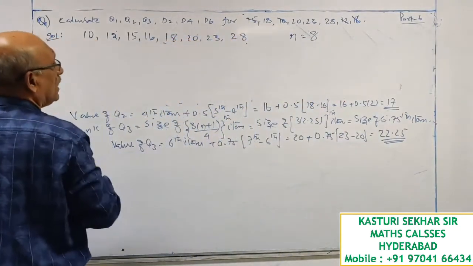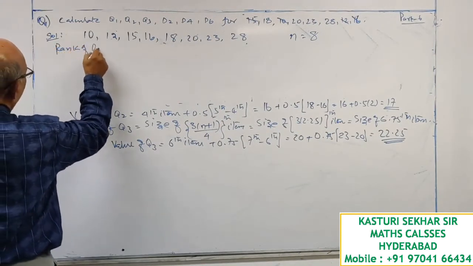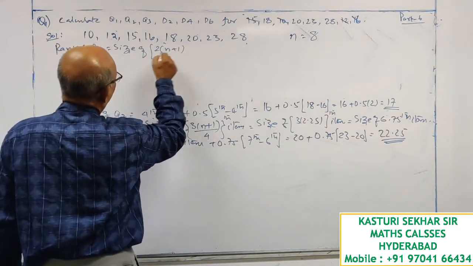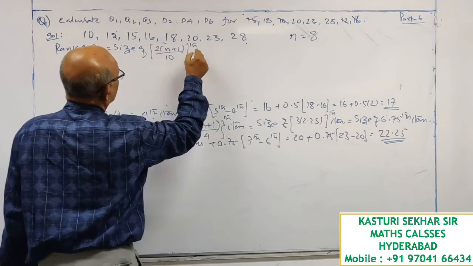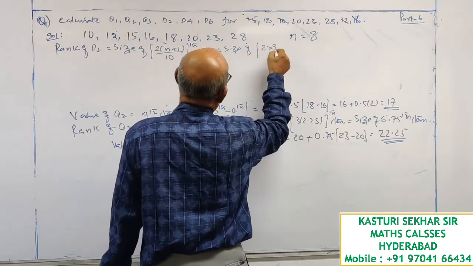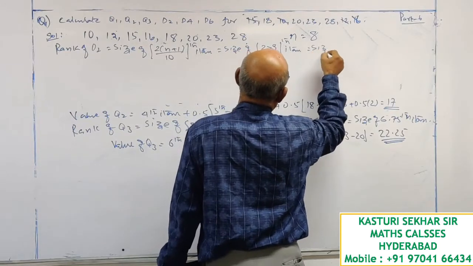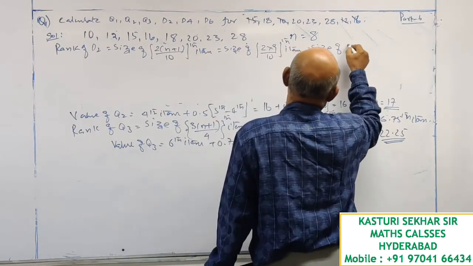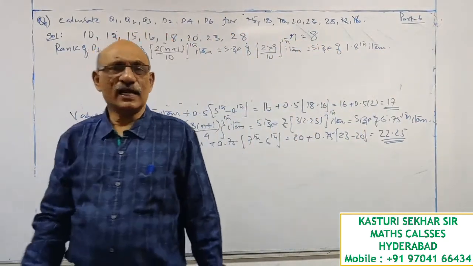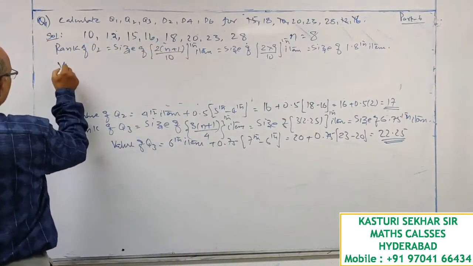Look at this, rank of D2. This is equal to size of 2 into (n plus 1) by 10th item. This is size of 2 into 9 by 10th item. This is size of 1.8 item. So we identified the rank of D2, means where it lies. Then let us go for its value.